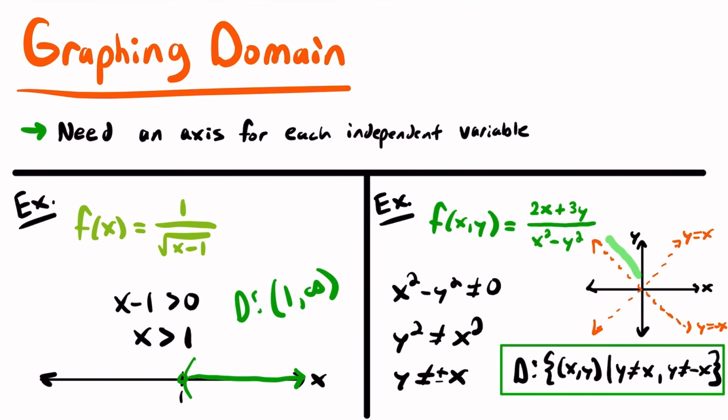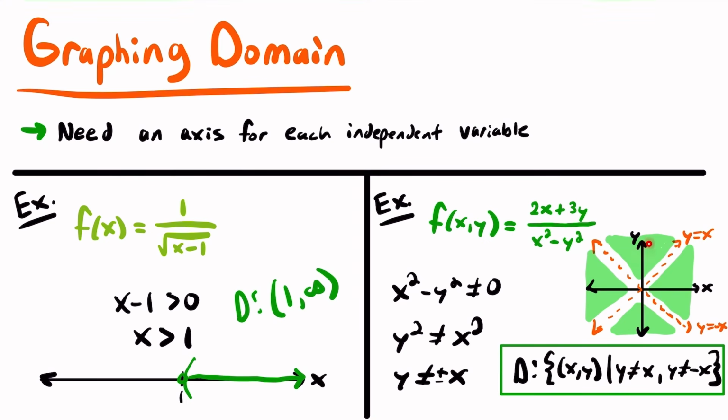And so I would shade it in like this, just shade in the little triangular areas here. And I like to leave a little space between the line and the shaded region to really indicate that we're not including those two lines where we have points that y equals x and y equals negative x. Okay, so that's how I would represent the domain here.